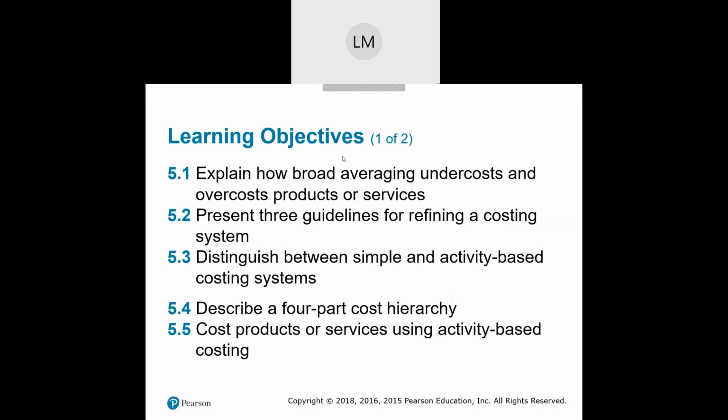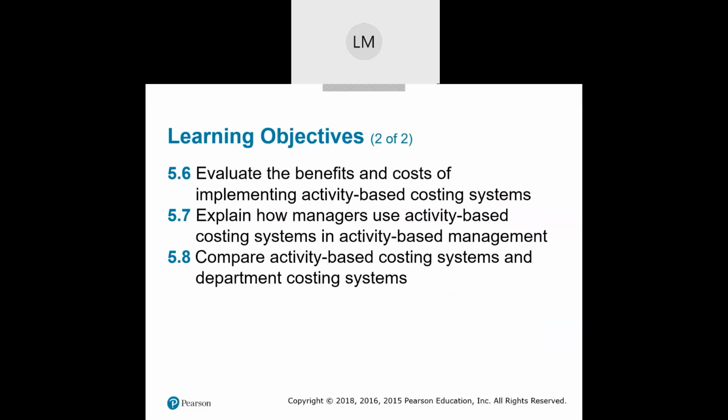What are some of the things we're going to do here? We're going to explain how broad averaging under costs and over costs products or services. We're going to give 3 guidelines for refining a cost system. We're then going to distinguish between simple and activity-based costing systems. We're going to talk about a 4-part cost hierarchy. We're then going to discuss costing products or services using activity-based costing. We're going to evaluate the benefits and costs of implementing the activity-based costing system. We're going to talk about how managers use activity-based costing systems and activity-based management. And then finally, we're going to compare activity-based costing systems and departmental costing systems.